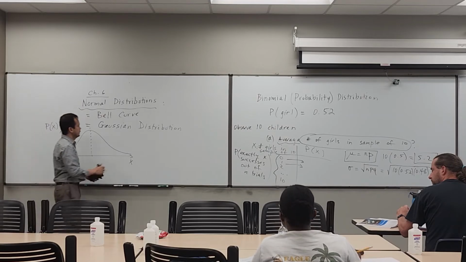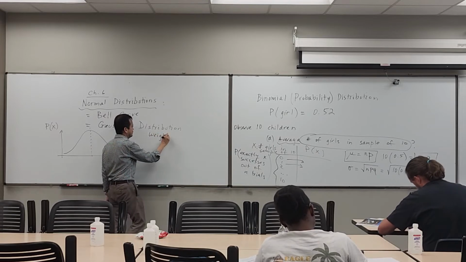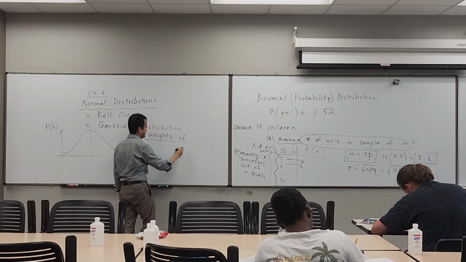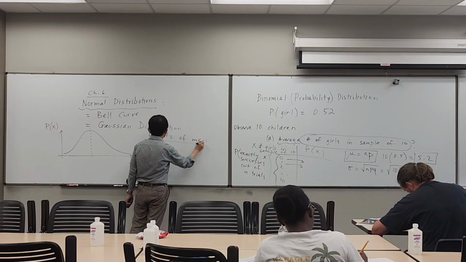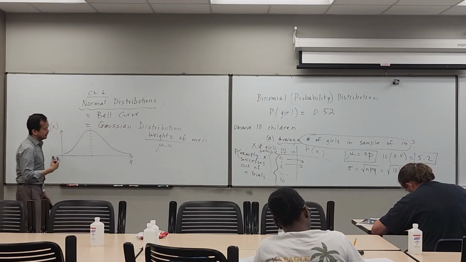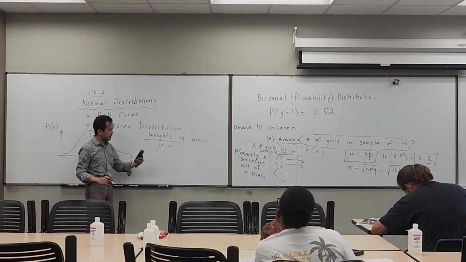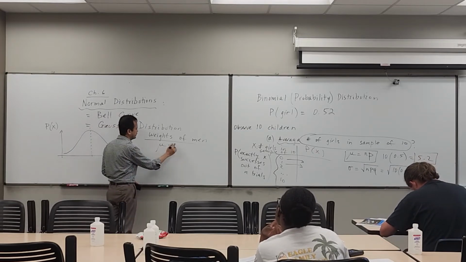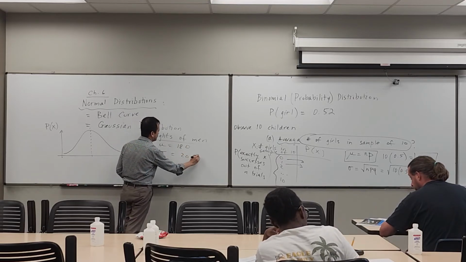So an example is, let's say we look at weights of men. I'm going to leave women out of this. Let's say that you go out and measure a whole bunch of men in the population, you measure their weights, and you punch all those weight numbers into your calculator. The calculator tells you the mean is 180, and the standard deviation is 20.